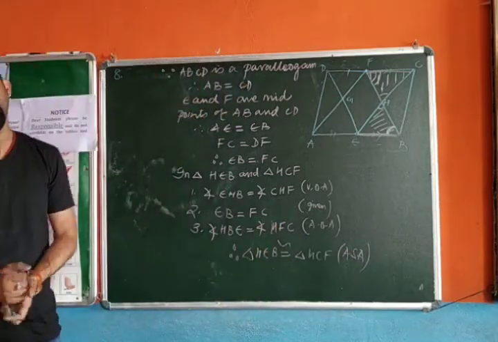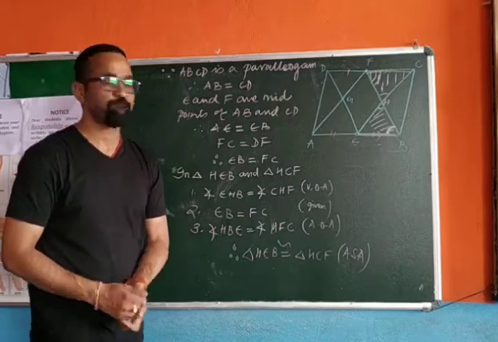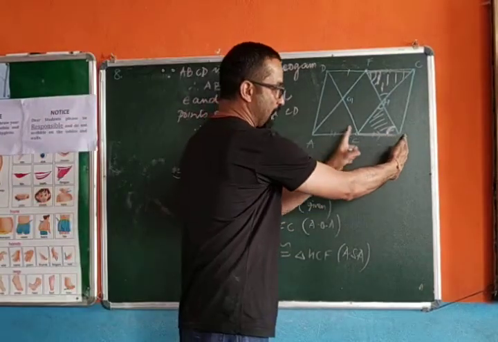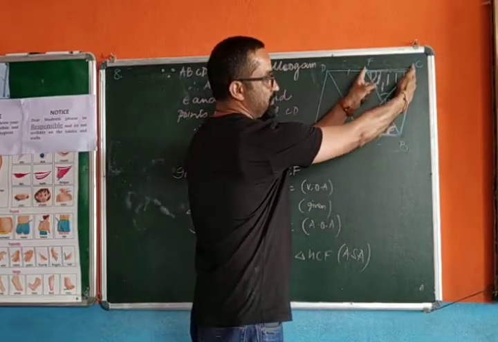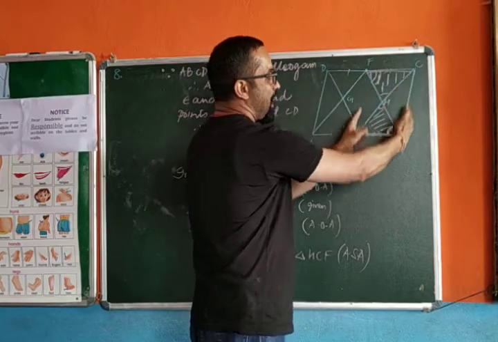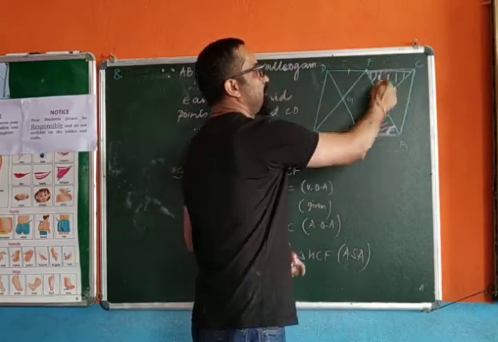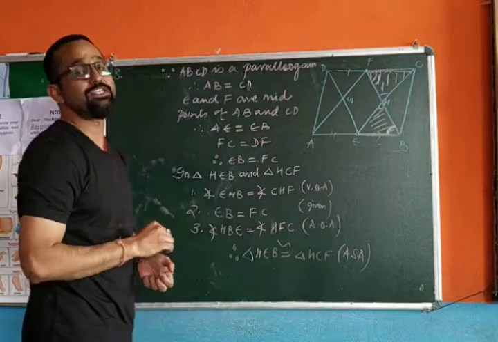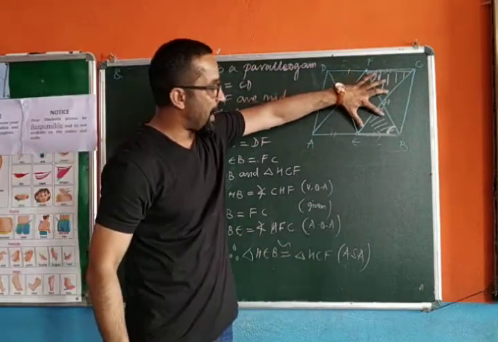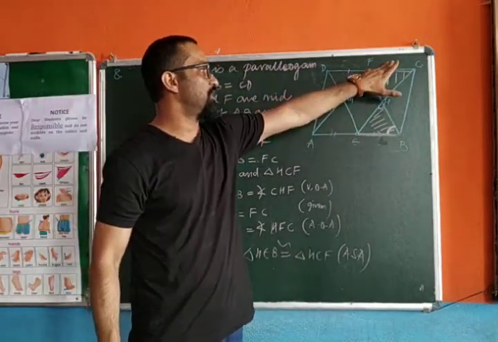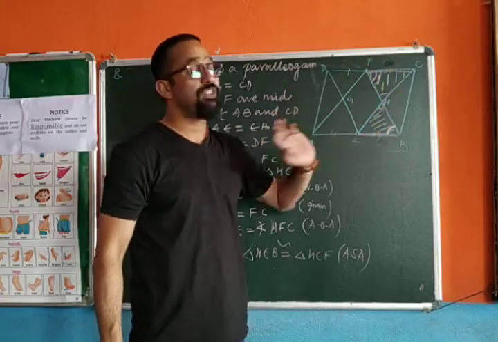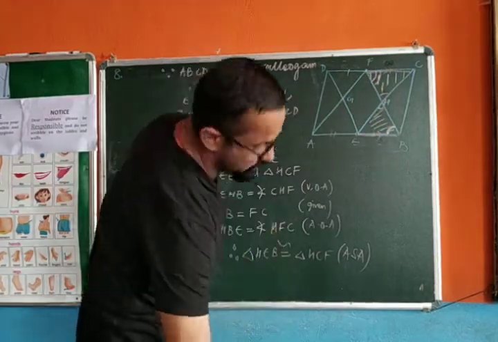That is the first part of proving. Use the parallelogram to show that EB is equal to FC, and once you get this, then proving will be easier. Vertically opposite angles, EB is equal to FC, and then alternate angles.